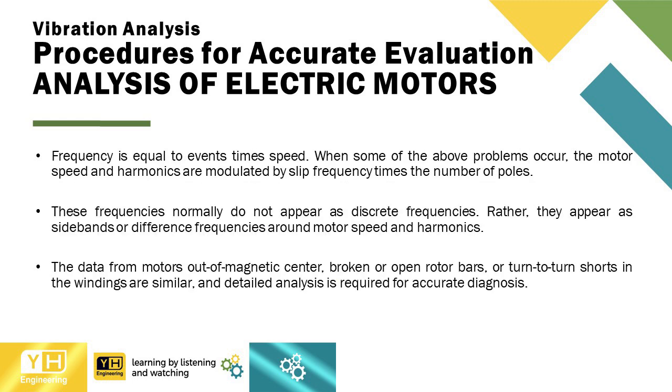Frequency is equal to events times speed. When some of the above problems occur, the motor speed and harmonics are modulated by slip frequency times the number of poles. These frequencies normally do not appear as discrete frequencies. Rather, they appear as sidebands or difference frequencies around motor speed and harmonics. The data from motors out of magnetic center, broken or open rotor bars, or turn-to-turn shorts in the windings are similar, and detailed analysis is required for accurate diagnosis.